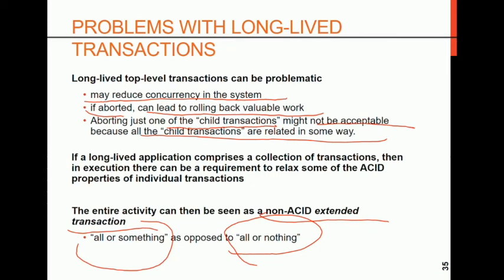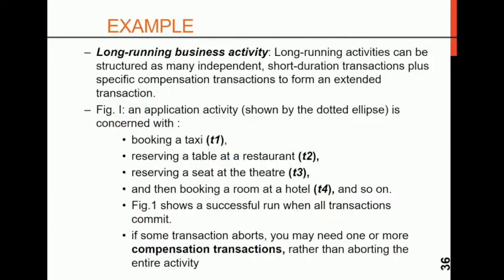You hope everything will be achieved, but if not everything is achieved, you don't roll back to the initial state. You allow some of the things that have been executed to continue to be executed, and you try and move forward. This is a simple example. Here we have a long-running business activity with a number of transactions: booking a taxi, followed by reserving a table at a restaurant, reserving a seat at the theatre, and then booking a hotel and a room, and so on.